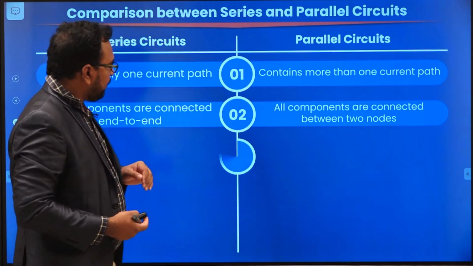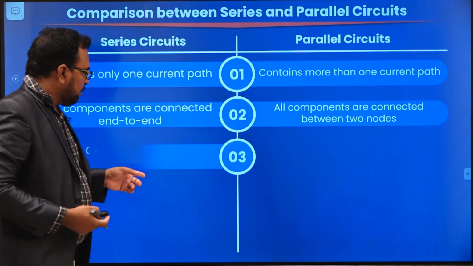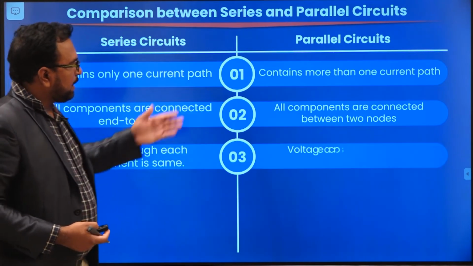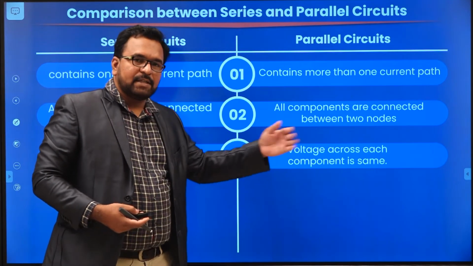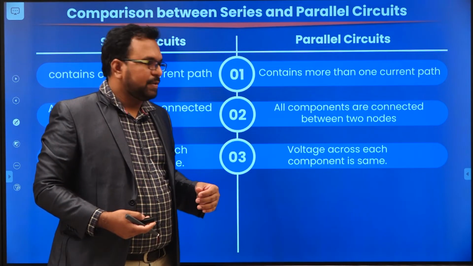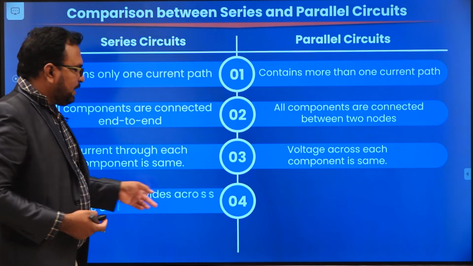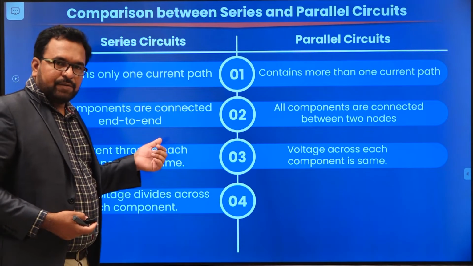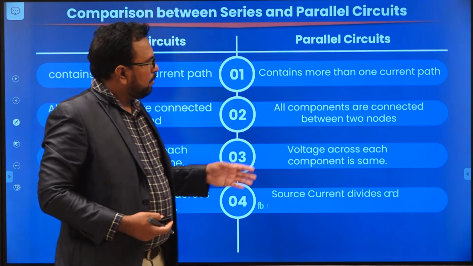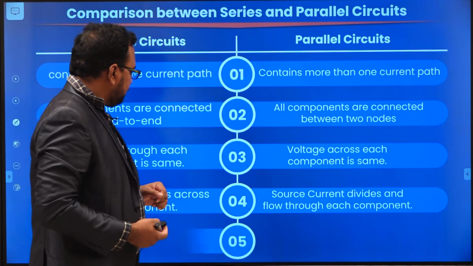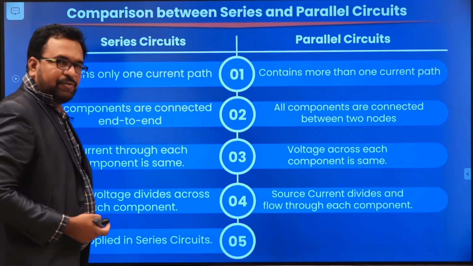And what is the third important difference between those two? Current through each component is the same. But in case of a parallel circuit, voltage remains the same across each component. And the fourth difference is the voltage divides in case of series circuits. And what about in a parallel circuit? Current divides. And finally, the fifth difference is we are going to use KVL.